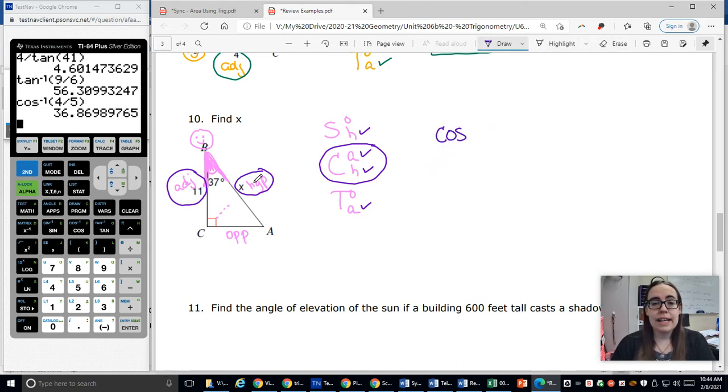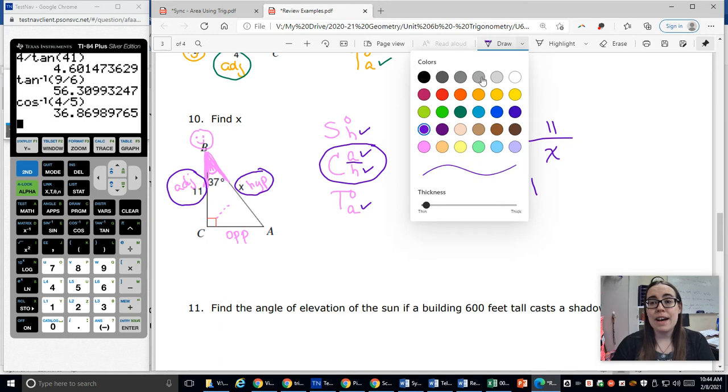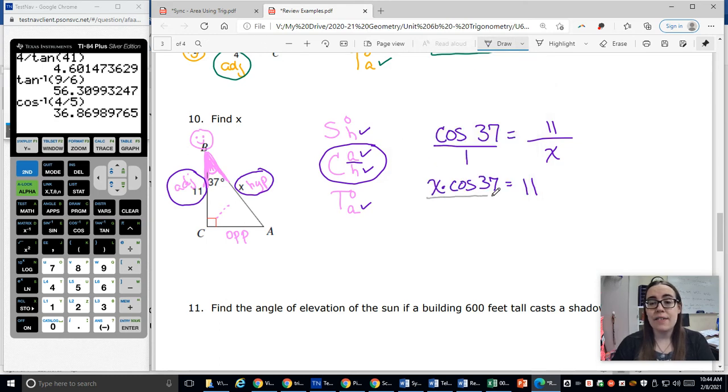Cosine of 37, and I know the angle this time so I'm not doing inverse, is equal to the ratio of the adjacent over the hypotenuse. My adjacent is 11. My hypotenuse is x. Because I can see that x is in the denominator, I know I'm going to divide. X times the cosine of 37 equals 11 times 1. Then I need to get rid of the cosine of 37 that's being multiplied to the x, so I'm going to divide it out. I knew I was going to divide because that x started out in the denominator.